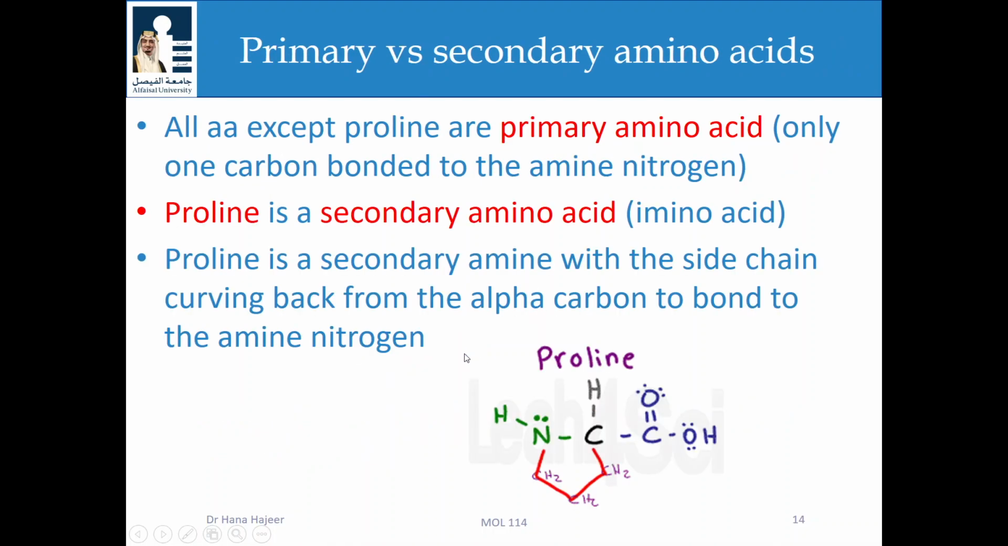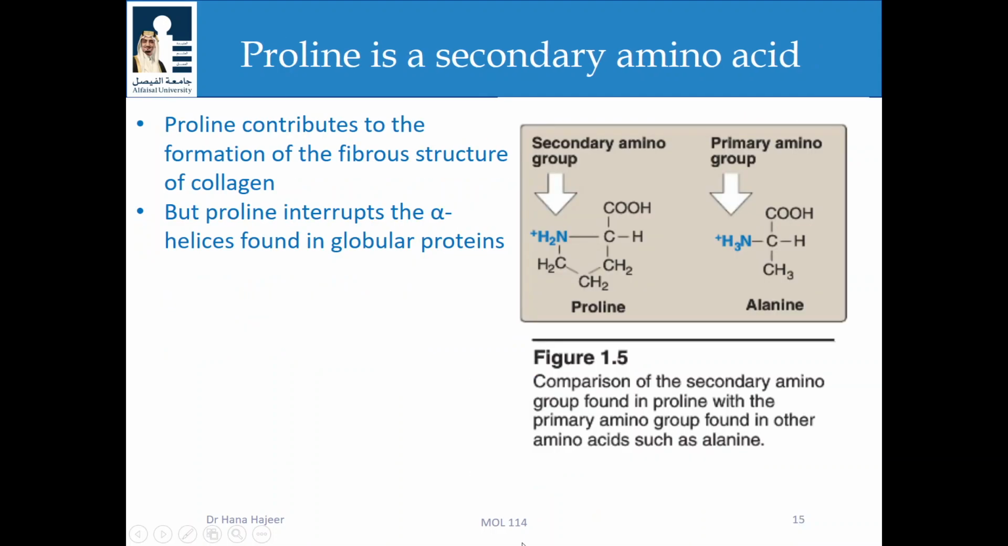Now we're going to study what is special about each amino acid, and we're going to start with proline. Why proline? What is special about proline? This is the structure of proline. So this is the alpha carbon, this is the carboxyl group, this is the H, and this is the R. So you can see it here again. So what is special about proline if you compare it, let's say, to alanine?